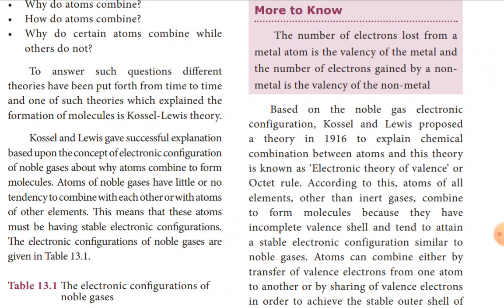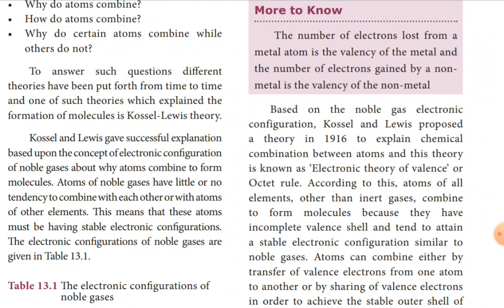So atoms are normally not stable. So to attain this stability, according to the electronic theory of valence or octet rule, they are going to lose electrons or gain electrons and achieve the octet rule, or attain the noble gas configuration, and then they are going to be stable in nature. So this is the reason why atoms combine. So how do atoms combine?